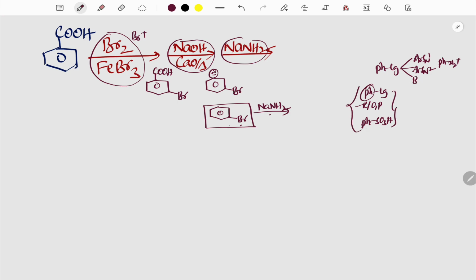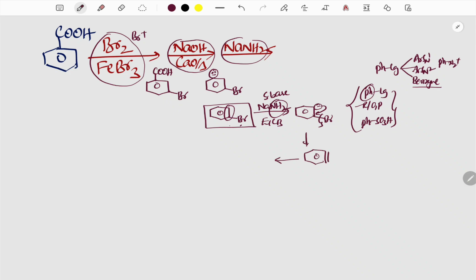And the next one is benzyne. If SN1Ar and SN2Ar are not possible, then benzyne is possible. For benzyne, a strong base is required. So here a strong base is present. So first we have the elimination-addition benzyne mechanism. In this mechanism, we remove the proton and then the leaving group. Therefore, it forms the corresponding benzyne.